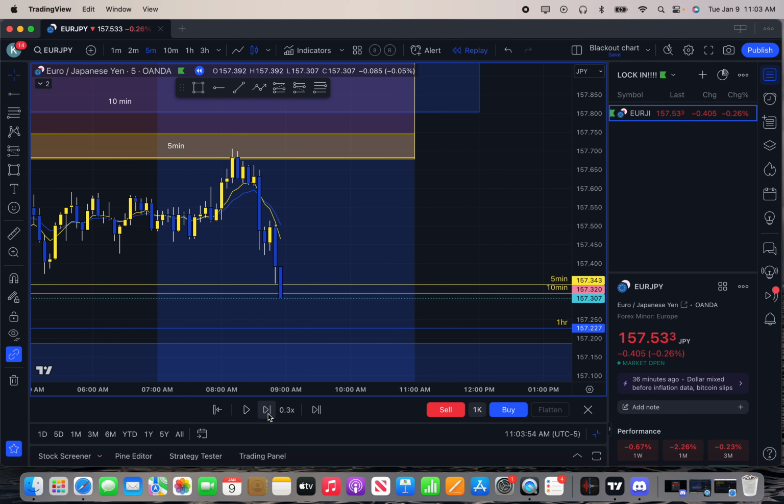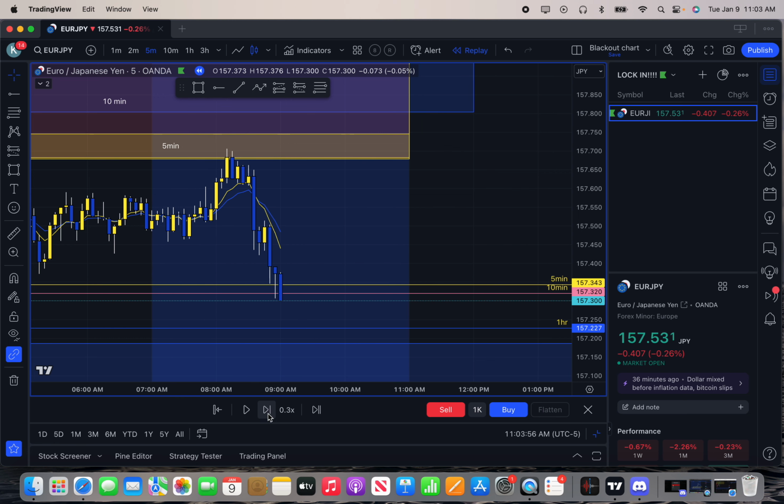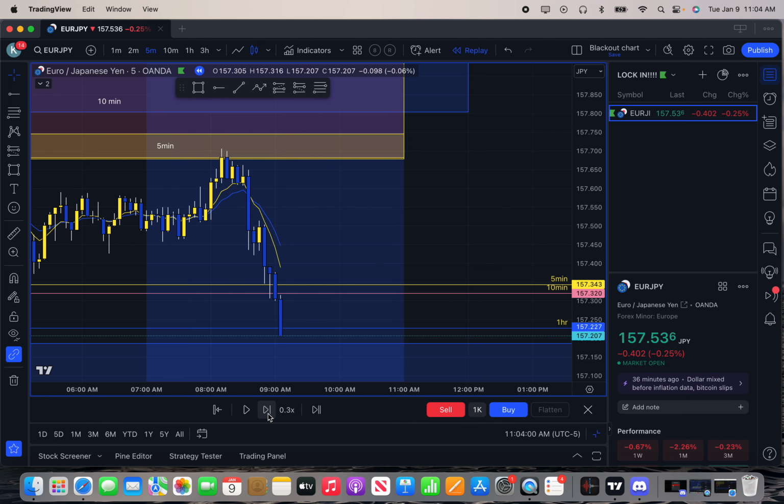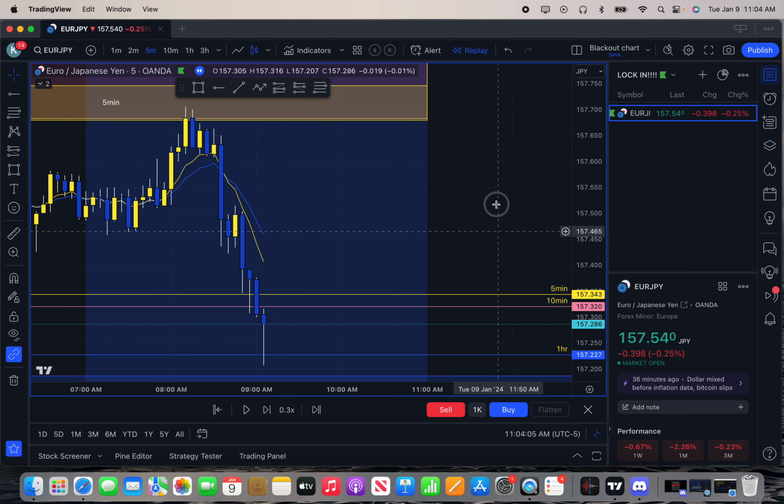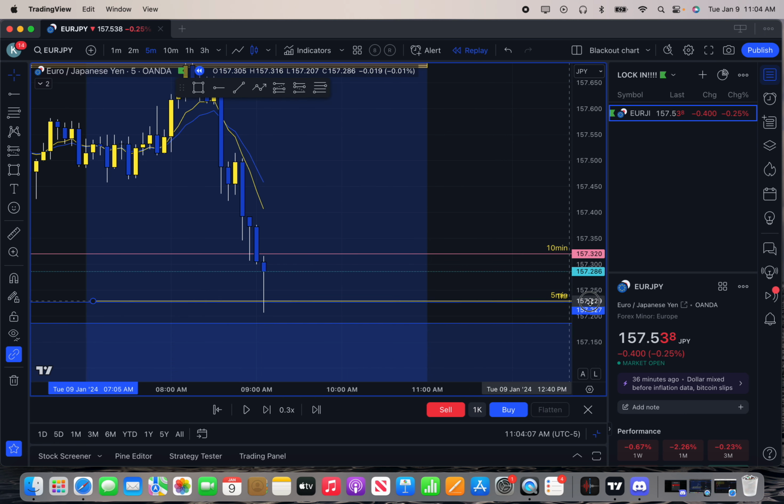Let's see what price continues to do. So it didn't break the low. It broke the low on that one. Does it give us a second push? Perfect. It gives us a second candle push past it. So now we have a new 5 minute low.